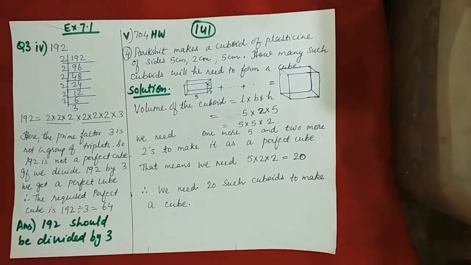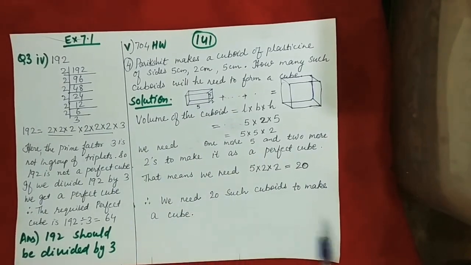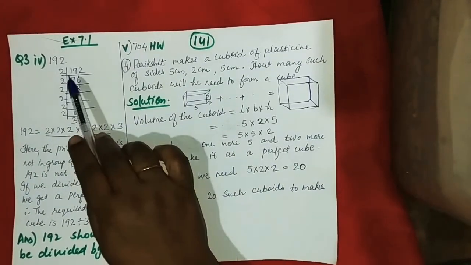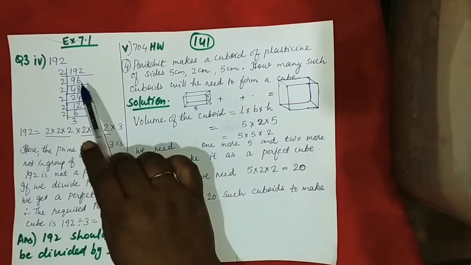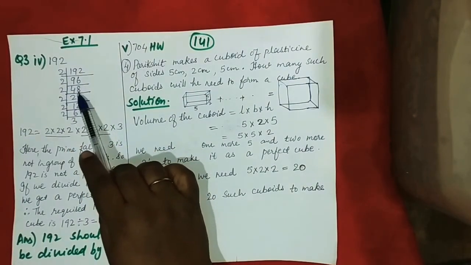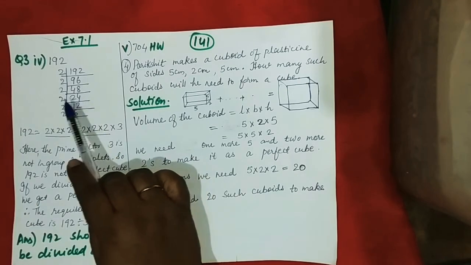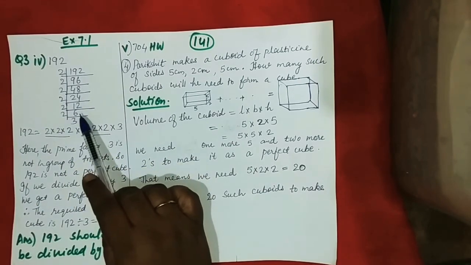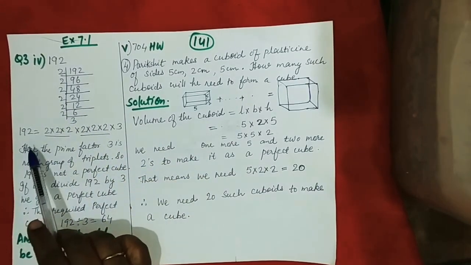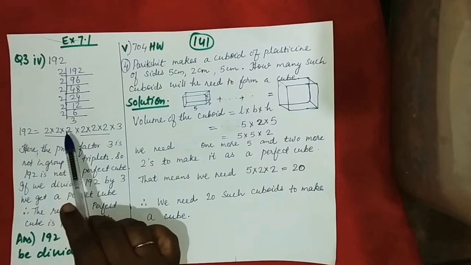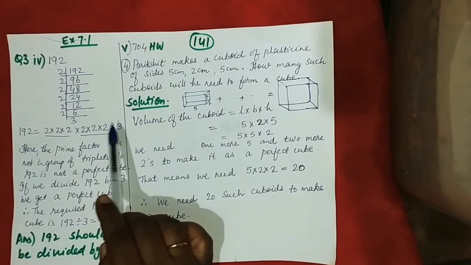Question number 3, the fourth question, 192. 192 is an even number, so it is divisible by 2. When we divide by 2, you will get 96. 96 by 2 is 48. 48 by 2 is 24. 24 by 2 is 12. 12 by 2 is 6. 6 by 2 is 3. So 192 we can express as 2 into 2 into 2 into 2 into 2 into 2 into 3.